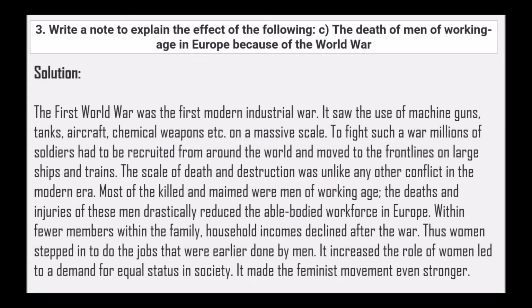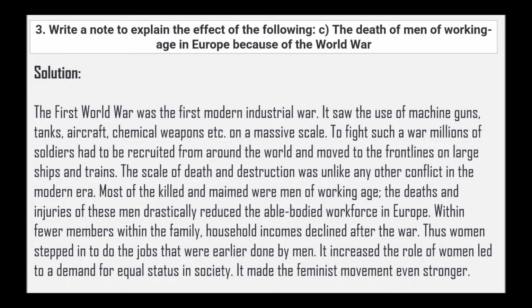Next, the death of men of working age in Europe because of the World War. The First World War was the first modern industrial war. It saw the use of machine guns, tanks, aircraft, chemical weapons, etc. on a massive scale. To fight such a war, millions of soldiers had to be recruited from around the world and moved to the front lines on large ships and trains. The scale of death and destruction was unlike any other conflict in the modern era.